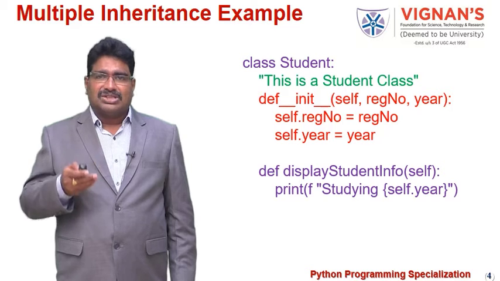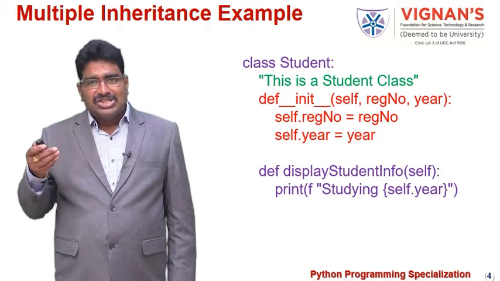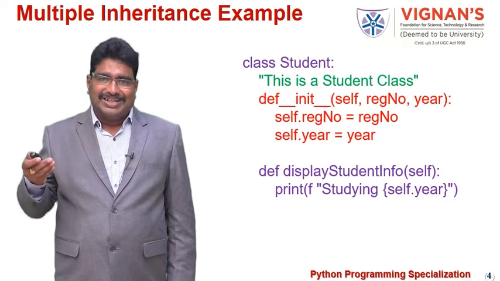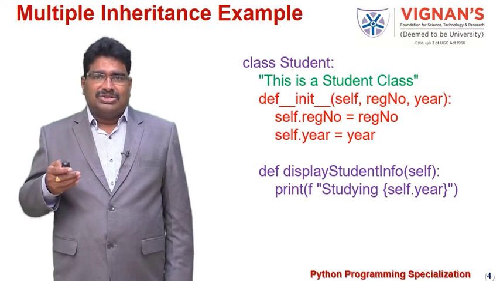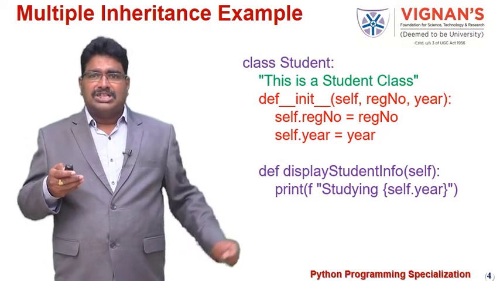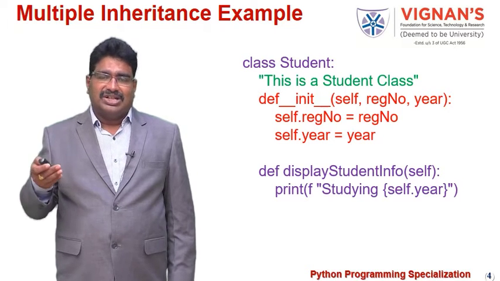Those are assigned to self.register number and self.year, so each student object has the register number and year as attribute values. In addition, we define display student info, whose main purpose is simply displaying which year the student is studying.